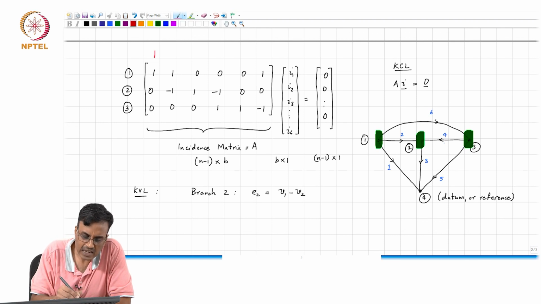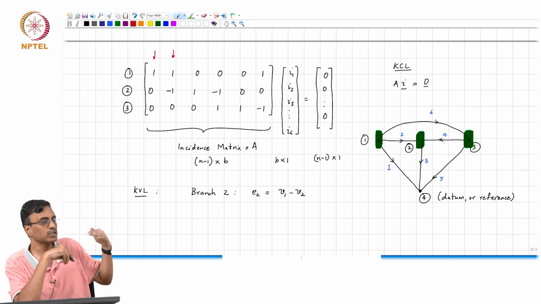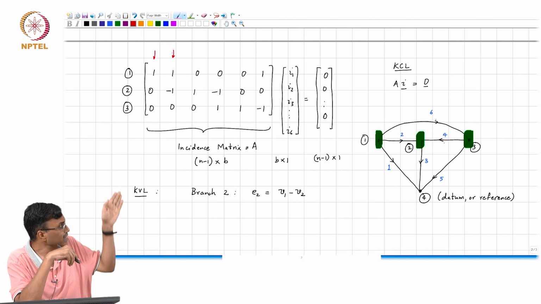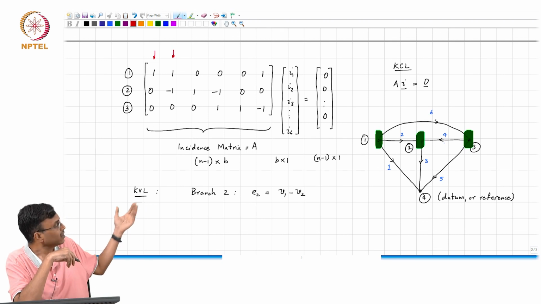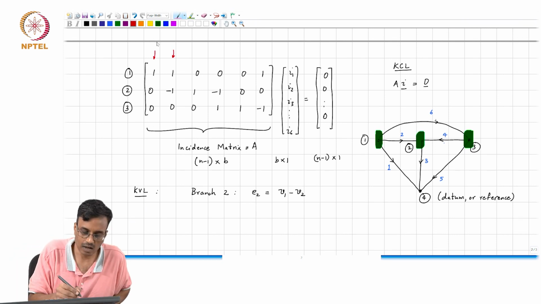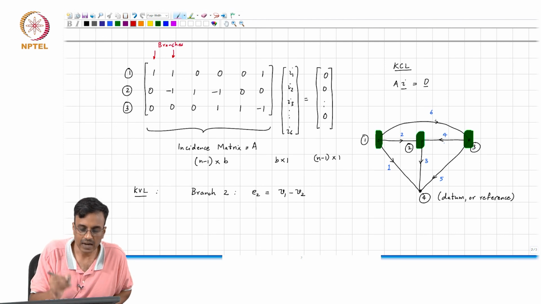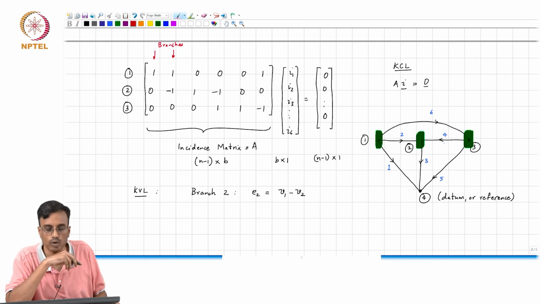Remember that each one of these rows corresponds to a node, and each one of these columns corresponds to a branch, right. So, can you stare at the columns and take a guess as to how the branch voltages can be related to the node voltages?